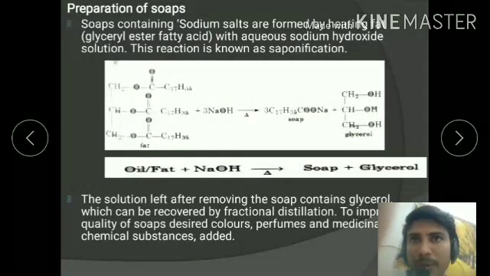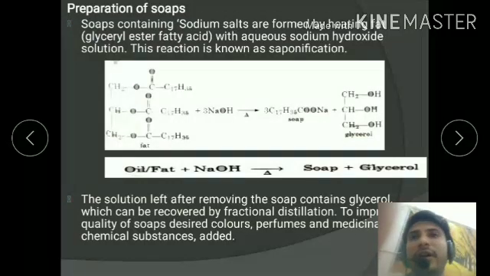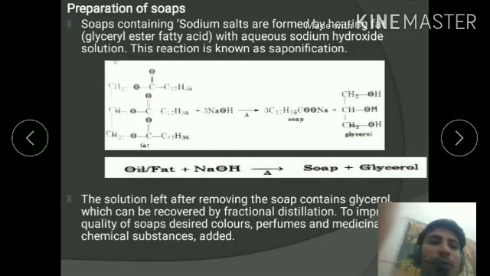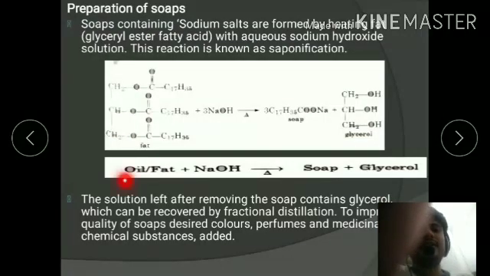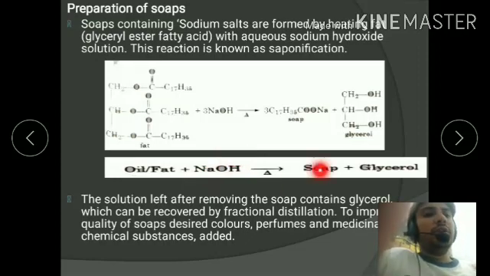But soap is prepared by the reaction of fatty acid with NaOH, which forms the hard soap. If the fatty acid reacts with KOH, it gives a soft soap. Okay, this is the fatty acid, oil or fat. Oil or fat is called fatty acid. Reaction with NaOH gives the soap and the glycerol.